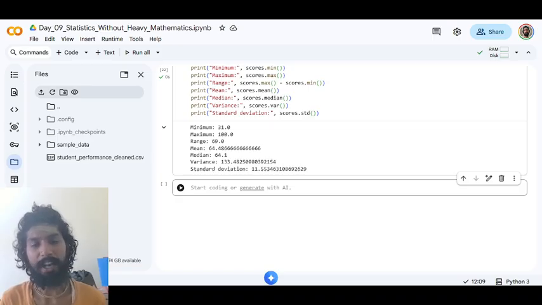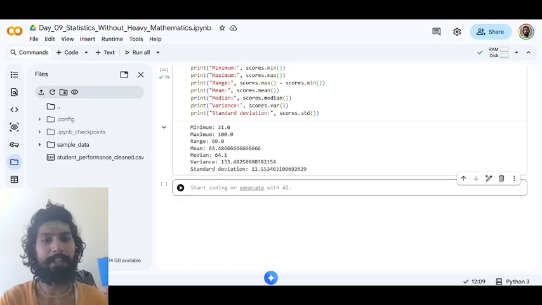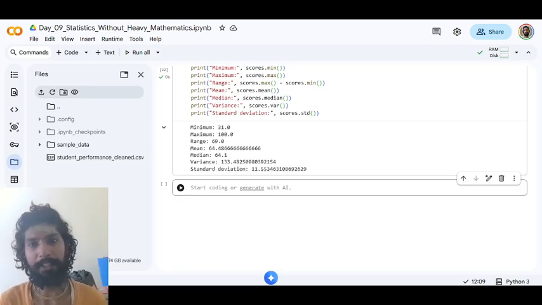Also remember that a higher standard deviation is not automatically good or bad. Its meaning depends on the situation. In an examination, high variation may indicate unequal understanding. In a creative competition, high variation may be completely normal.